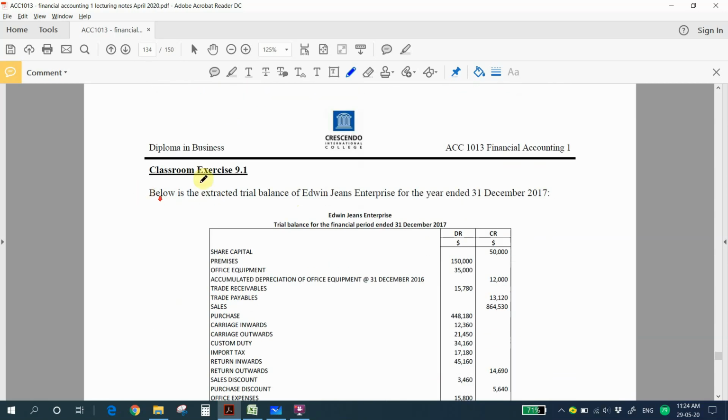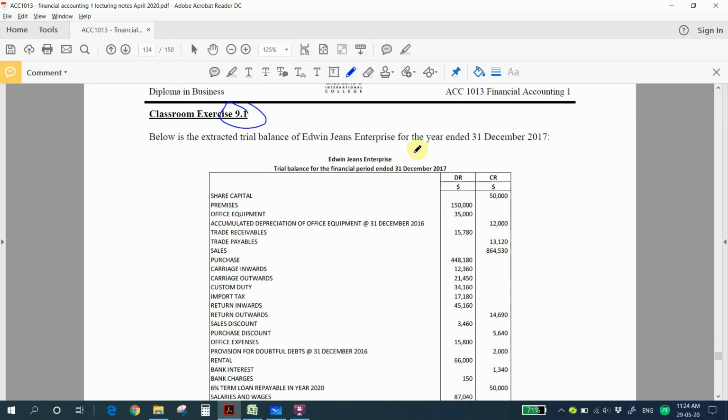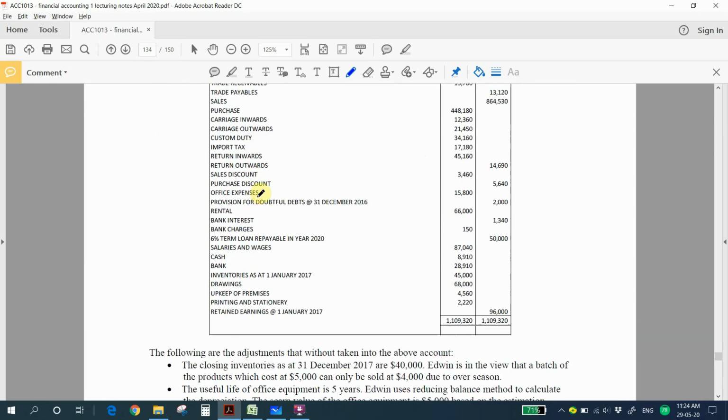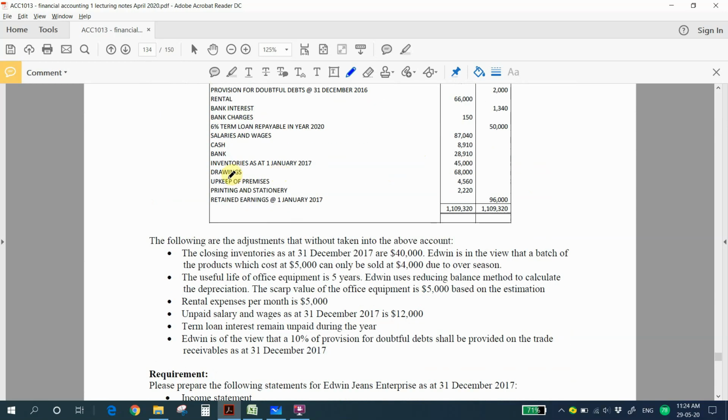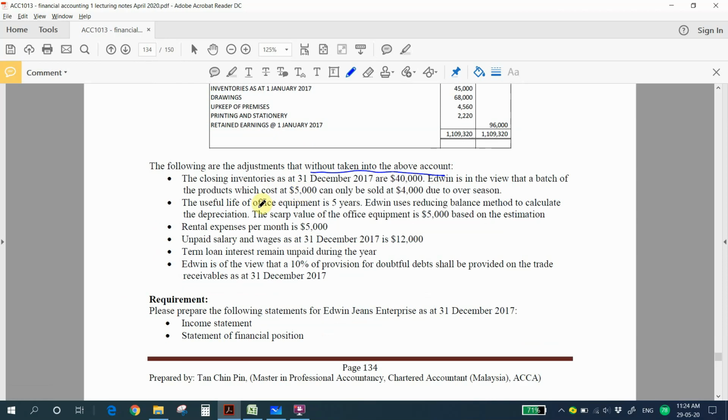Let's practice this 9.1. Below is the extracted trial balance of Edwin Jeans Enterprise for the year ended 31st December 2017. So this is a trial balance of the company. The following are the adjustments that have not been taken into the above accounts. It means that we have to adjust the information in the trial balance. Requirement: please prepare the following statements for Edwin Jeans Enterprise as at 31st December 2017. So we are required to prepare an income statement and a statement of financial position.